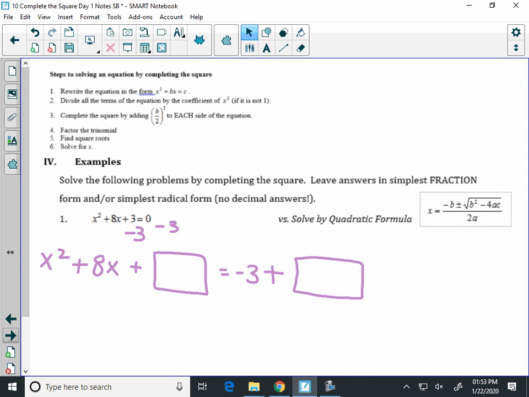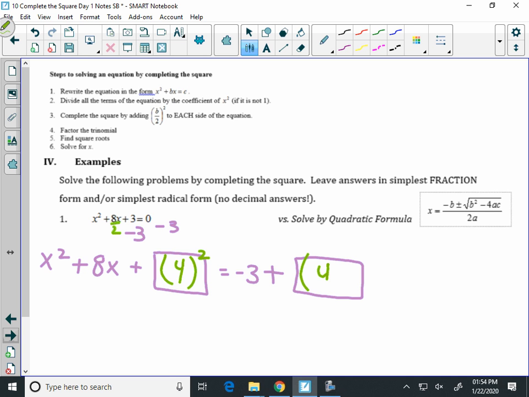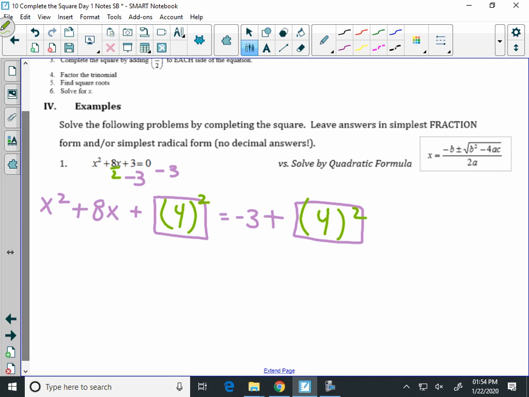Take your middle number. What's our middle number? 8. And we're going to divide by 2. What's half of 8? 4. So we divide it by 2 and then square it. But we're not actually going to square it. Put the square there, but don't plug in 4 squared. Just leave it as 4 squared. It helps us with our next step. Questions so far? Make sure you pay attention. It's a positive 8, so it's going to be a positive 4.